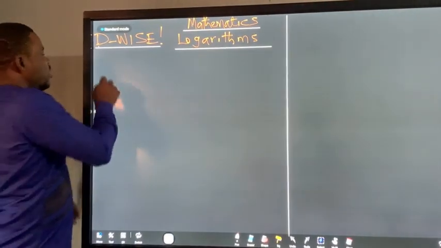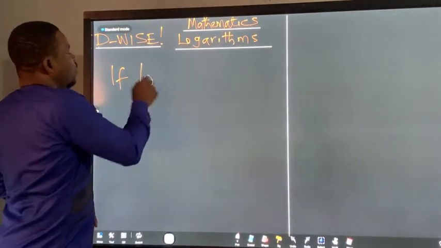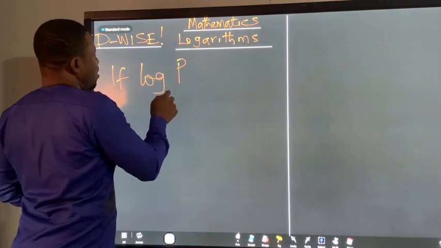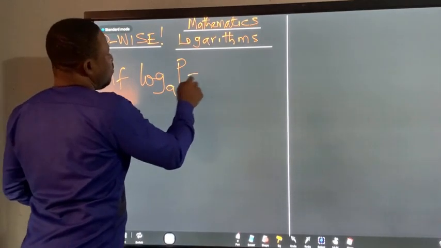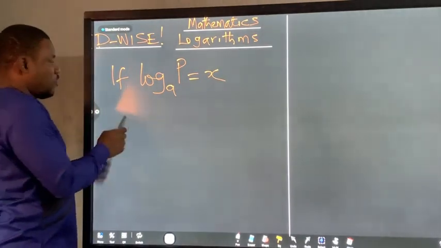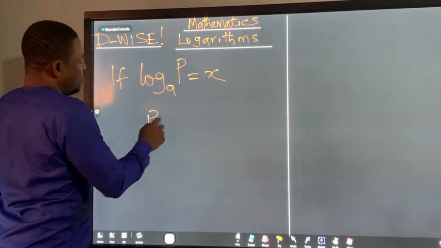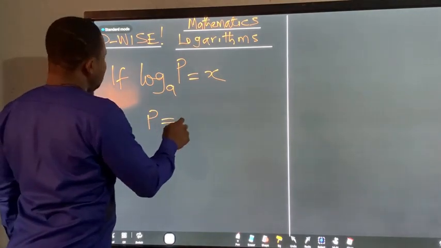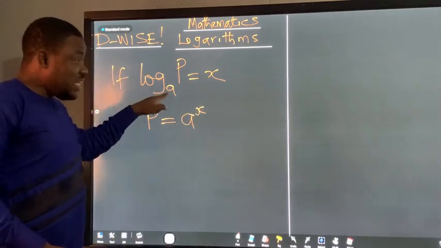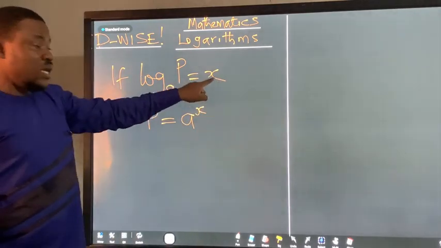For example, if I tell you that log p to base a is equal to x, this simply means what? This is the definition of the log. It means that p is going to be equal to a to the power of x. Log p to base a equal to x.